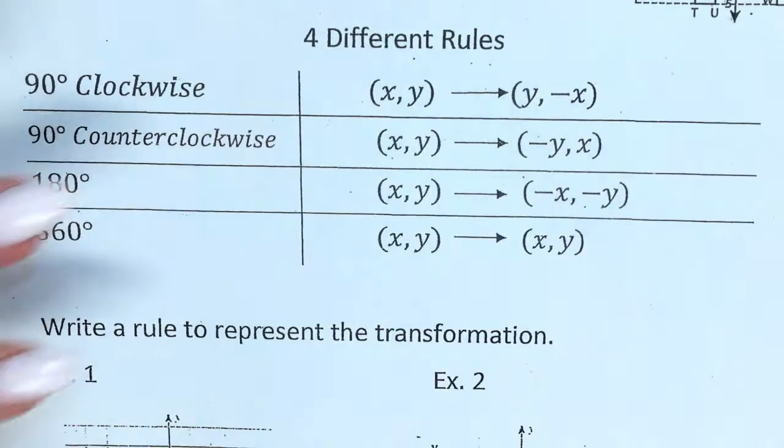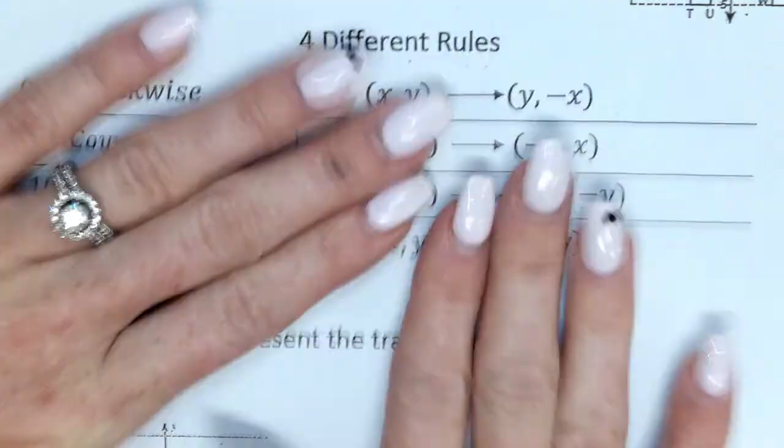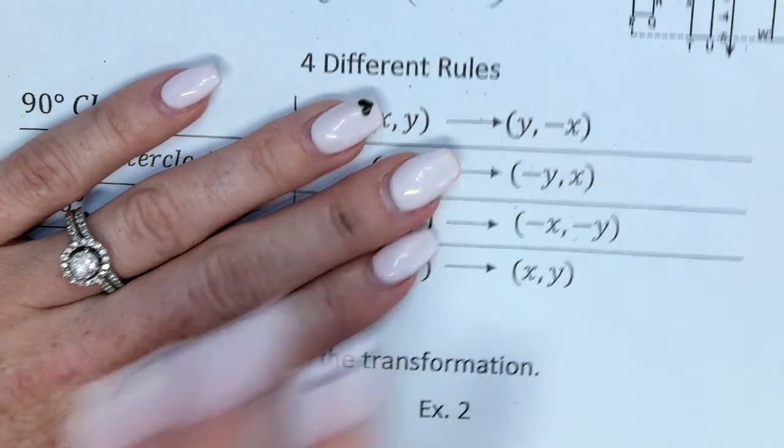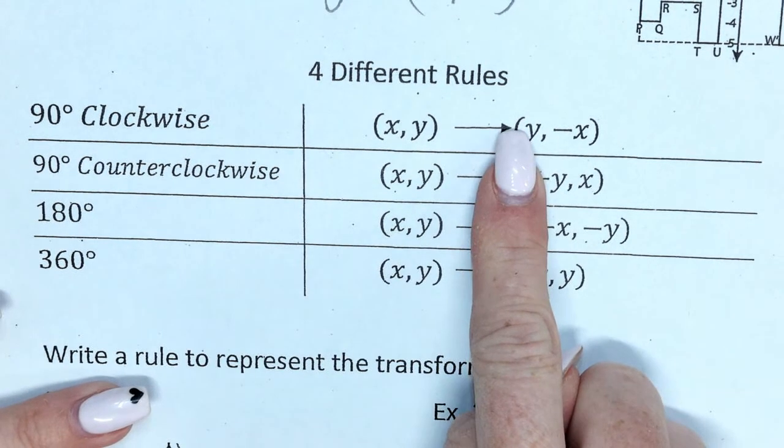Again, I don't want you to have to memorize these rules. Your assignment today should be very easy, because these are your answers. You're going to read the word problem. It's going to say, which rule is 90 degrees clockwise? Well, there's your answer.